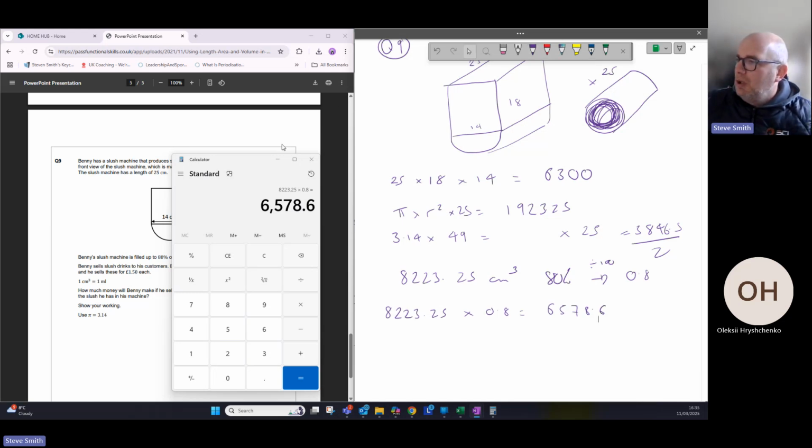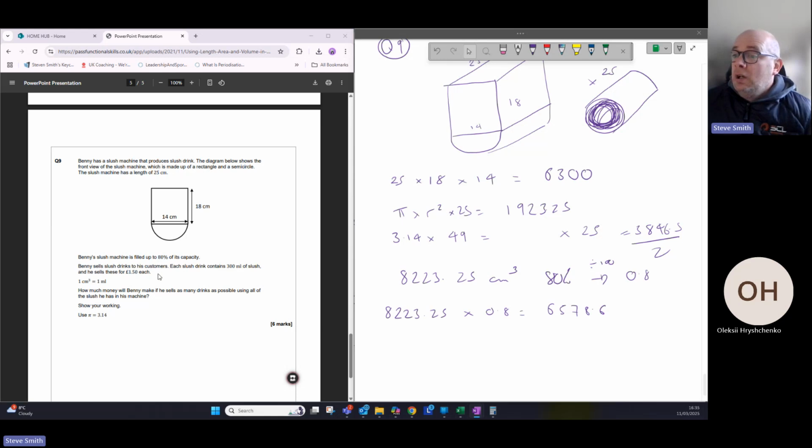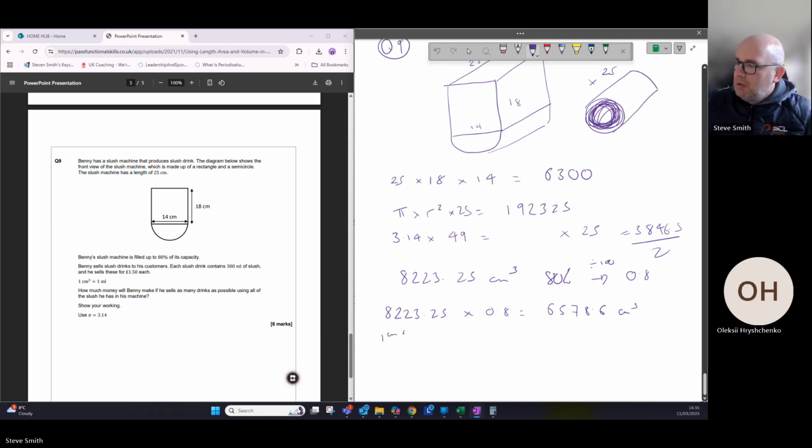So let's have a look. We've got, right, Benny sells slush drinks to his customers. Each slush drink contains 300 milliliters of slush. Okay, so we've got centimeters cubed, and it says here for 1 centimeter cubed is the same as 1 milliliter.